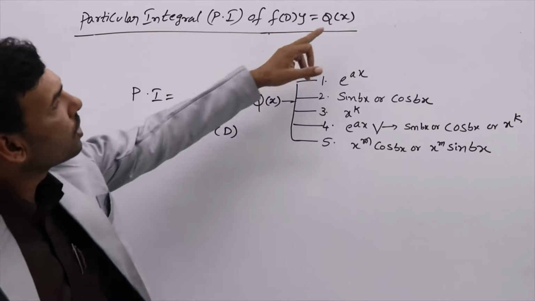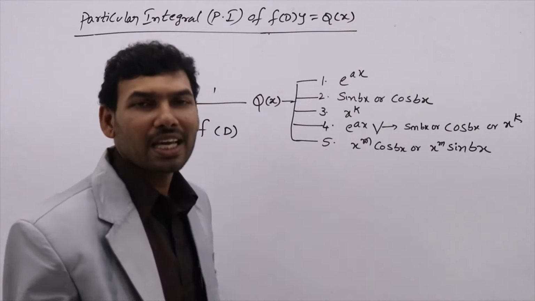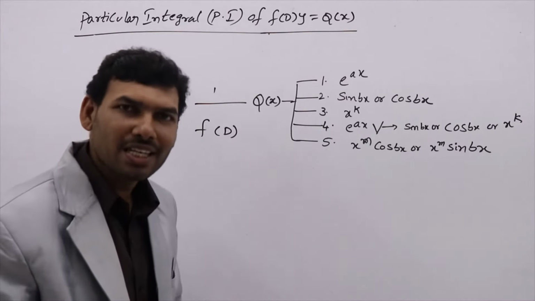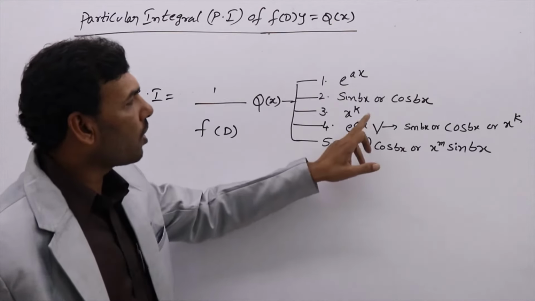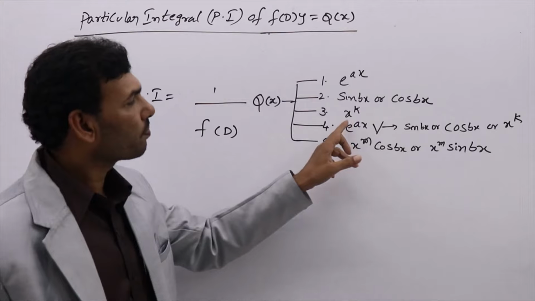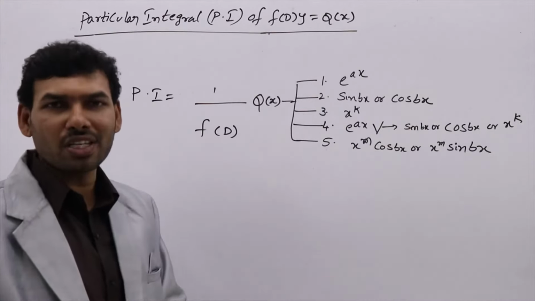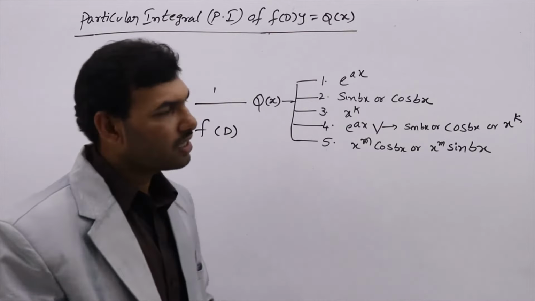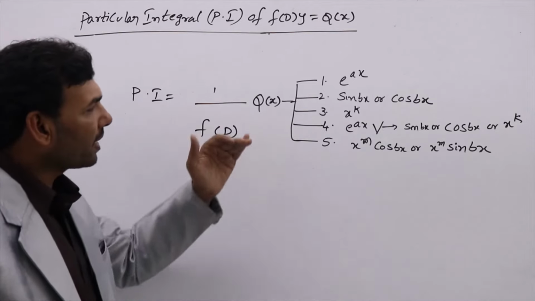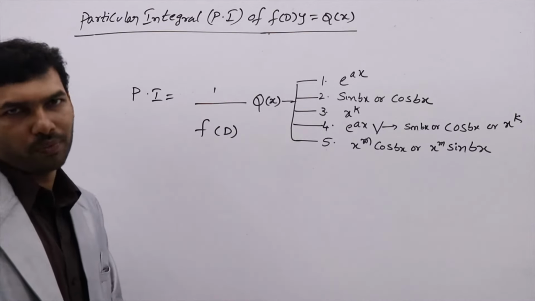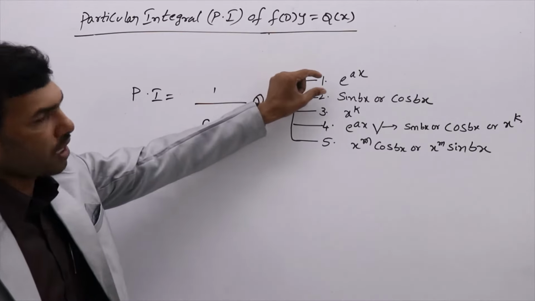Generally, you may have Q of x in this form. That means in Q of x, you may have e power x, e power 2x, e power 3x like that. In this place, you may have sin, cos. You may have x square, x cube. You may have e power x into sin x, cos x, x cos x, x square cos x, x sin x. If you have these, what is the PI rule? We are going to discuss every model.